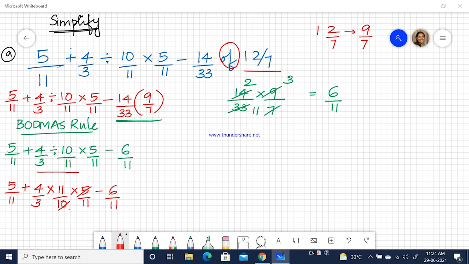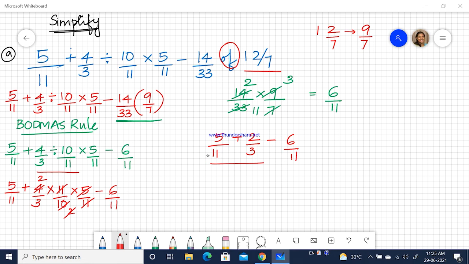So this will be 2. You cut across 2, again 11. So it will be reduced to 5 by 11 plus 2 by 3 minus 6 by 11. So after the division, we did the multiplication. Now we are going to focus on the addition. So this is the part we are going to do.